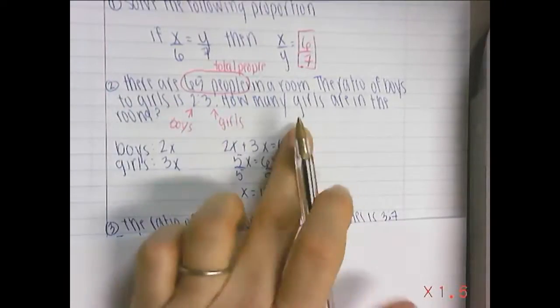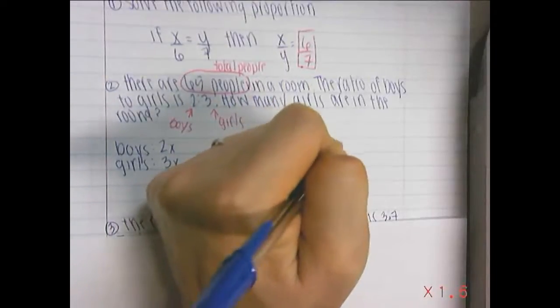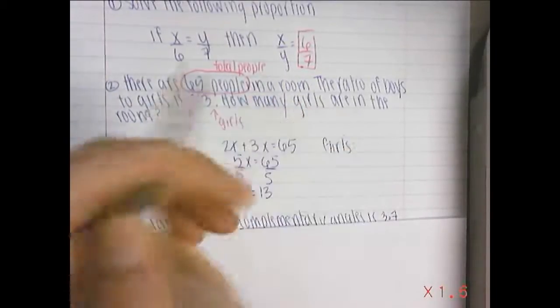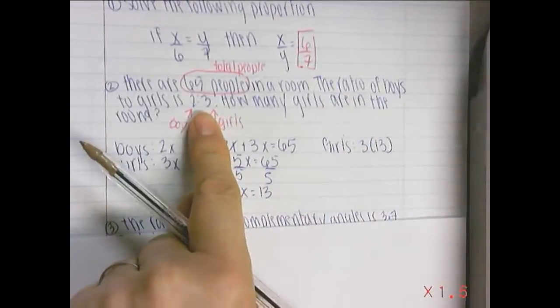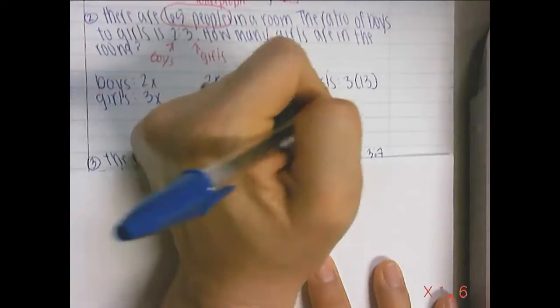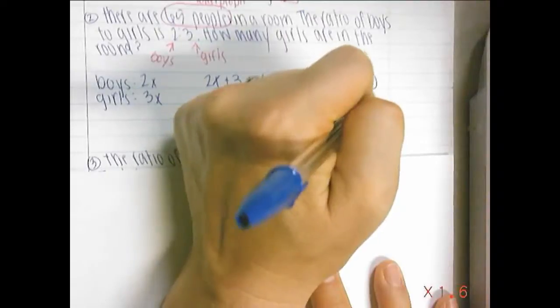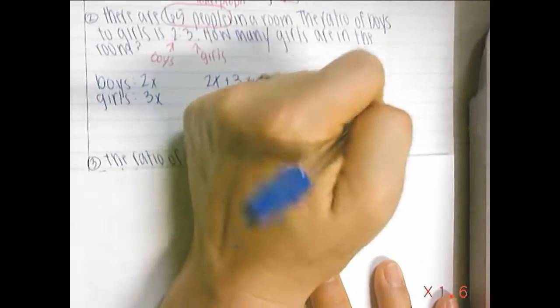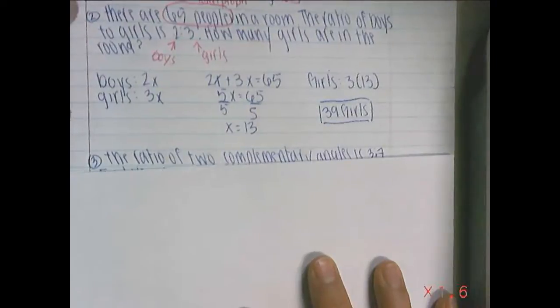Well, the question was how many girls are in the room. So girls would be 3, right, from our ratio up here, times 13, and I would then know that there are 39 girls. Boom, I solved the problem. Okay, let's look at another one.